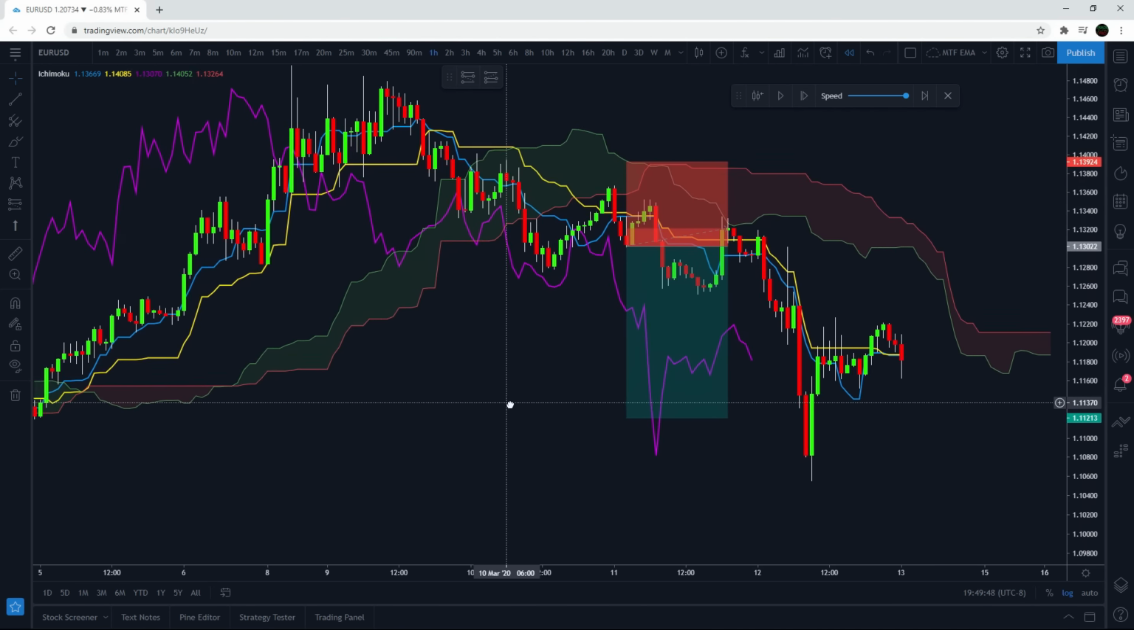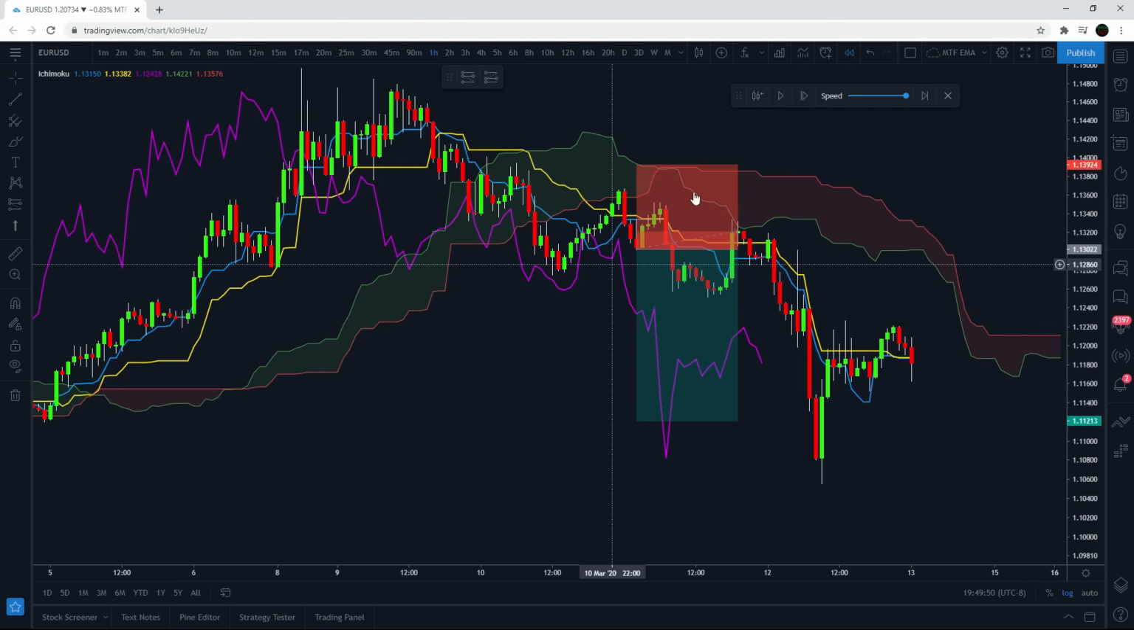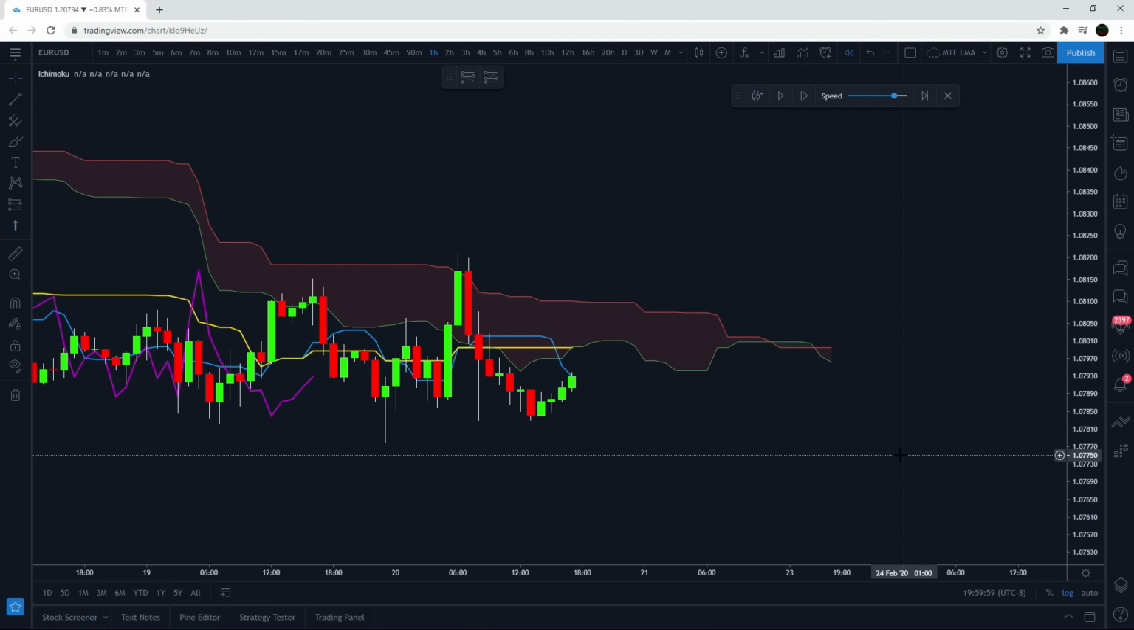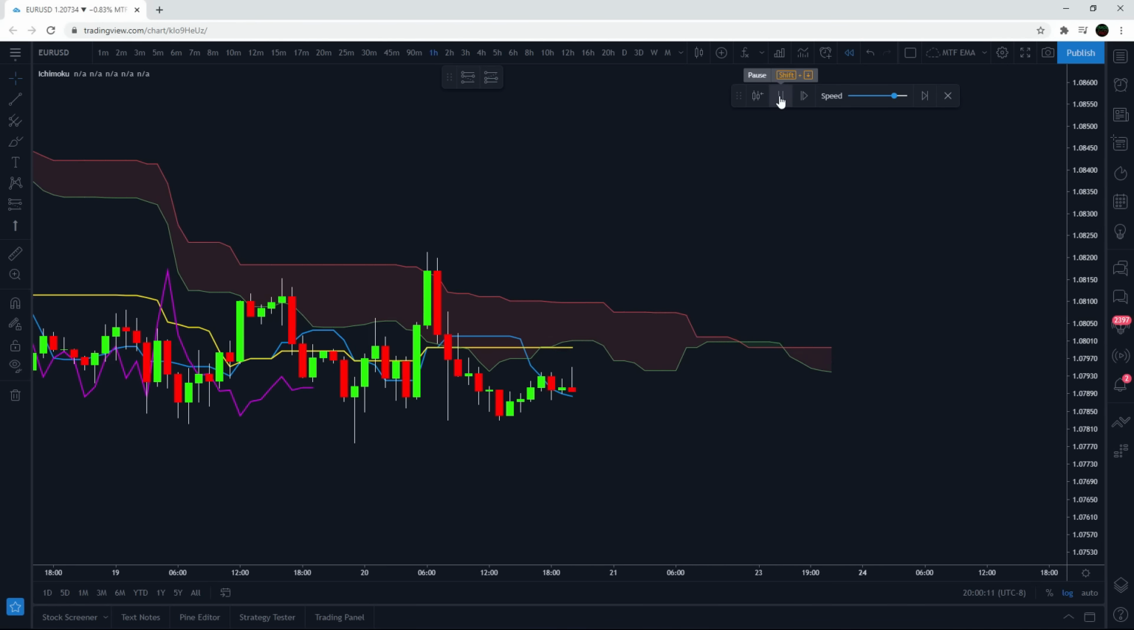Now let's go over to a long example and go over the rules again. All right, so let's go over all the rules, but for a long position, and put it on bar replay feature and make sure everything lines up for this trade. So the first thing we're looking for is a close above the cloud. So let's wait for a close above the cloud.